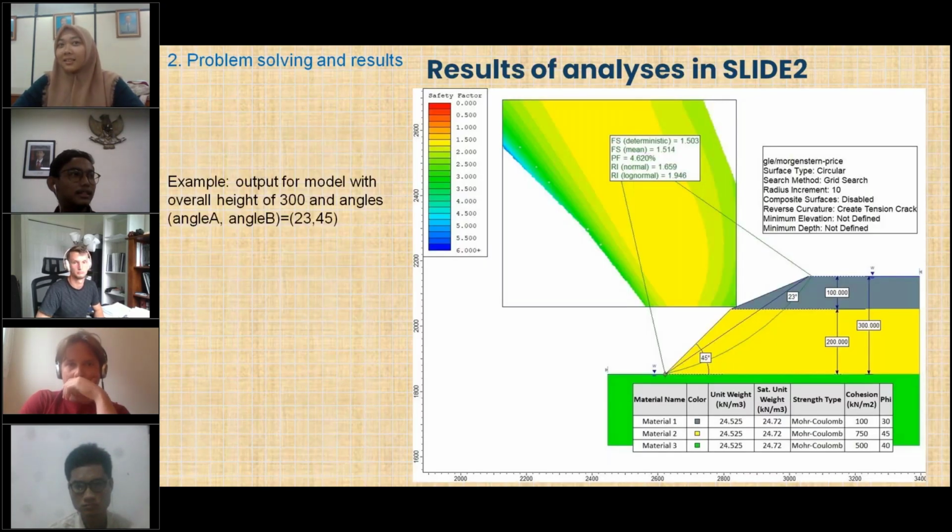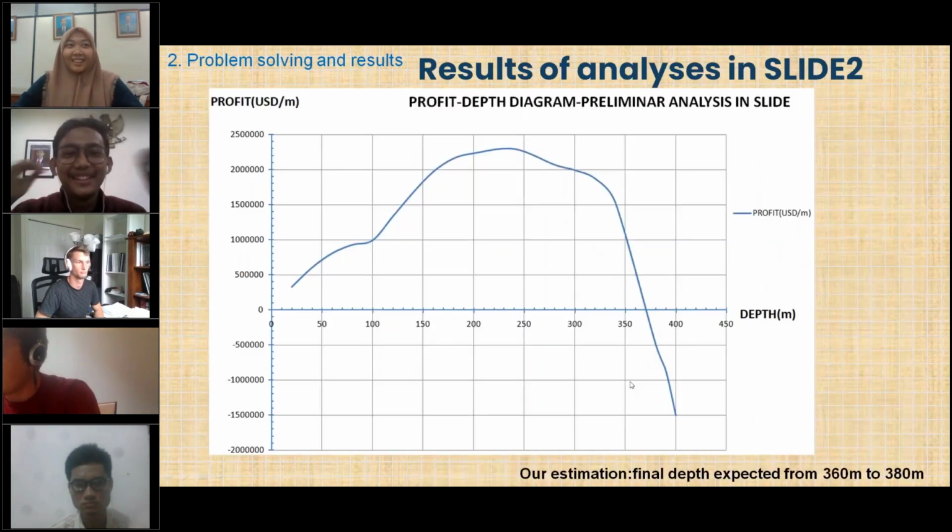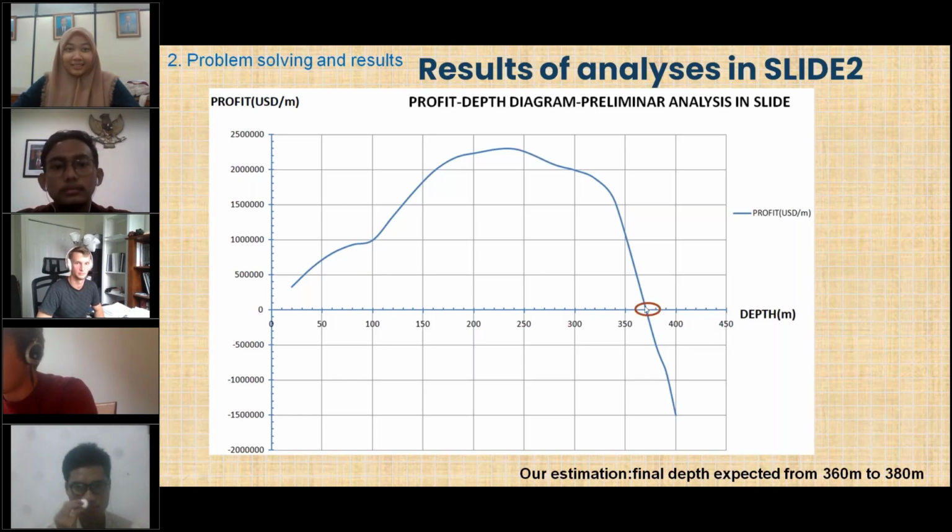On this slide, you can see the output from the Slide2 program for the model with a depth of 300 meters and with slope angles 23 and 45 degrees. Based on results of these analyses in Slide2, we also got a profit-depth diagram and made a conclusion that our solution can be expected in this range, 360 to 380 meters of depth.